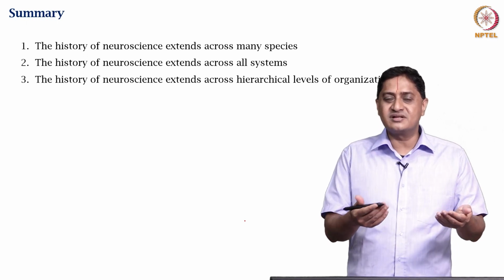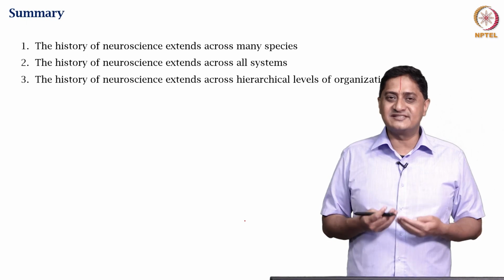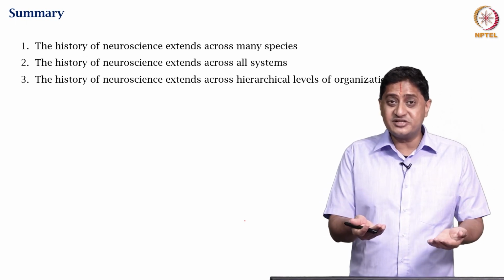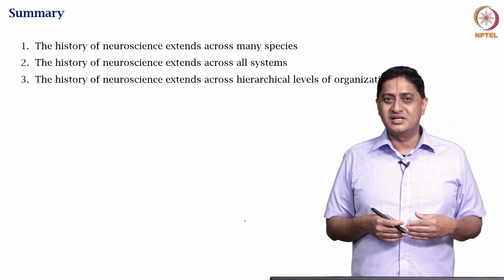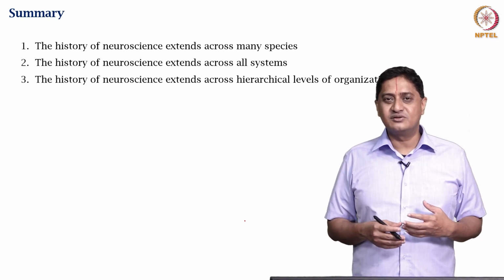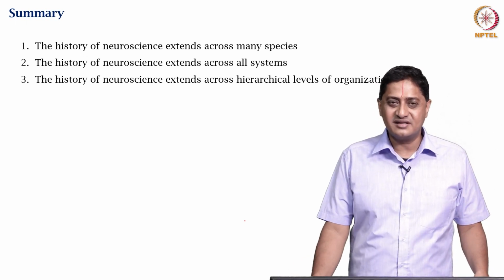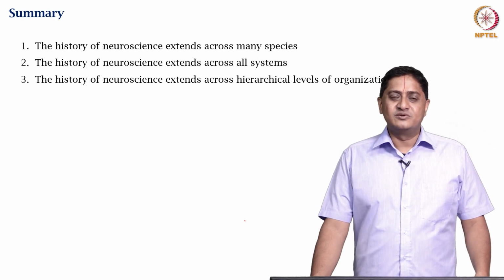Humans are informing each other and humans are synthesizing information. Neurons are informing each other and neurons are synthesizing information. But these two levels of synthesis do not refer to the same thing, right? So, with this we come to the end of this video.